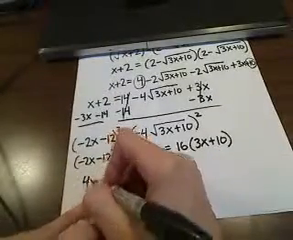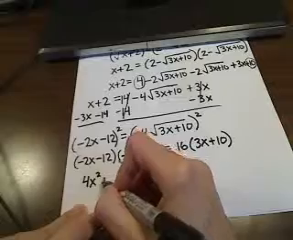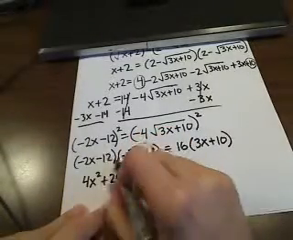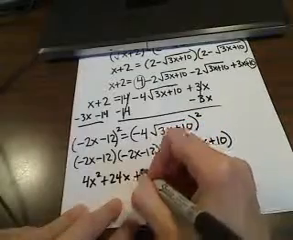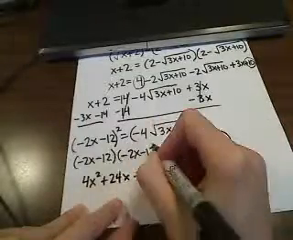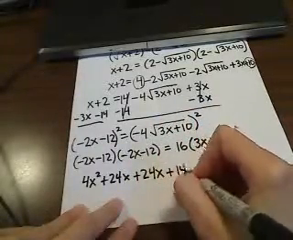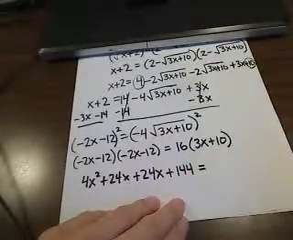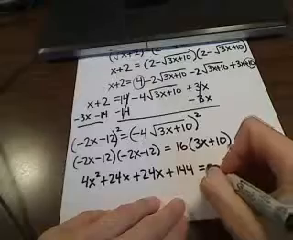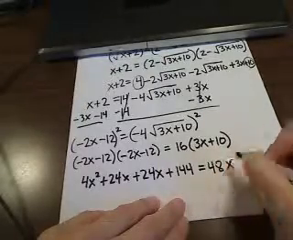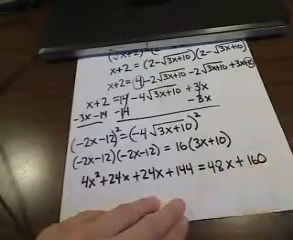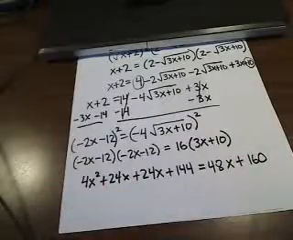Okay, all right, so let's go through and FOIL this. First is going to be 4x squared. The outside, positive 24x. The inside is a positive 24x, and the last is a positive 144. And that's equal to 16 times 3. It's going to give me 48x, and then plus 160.